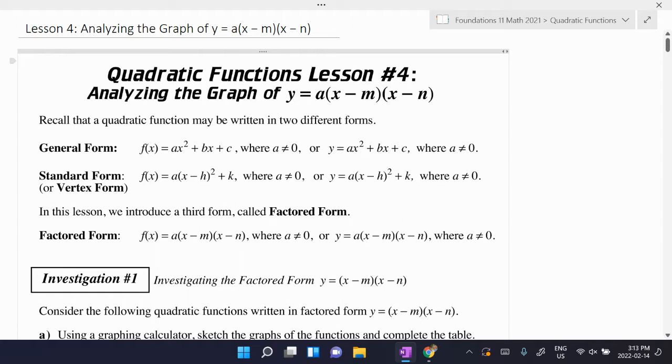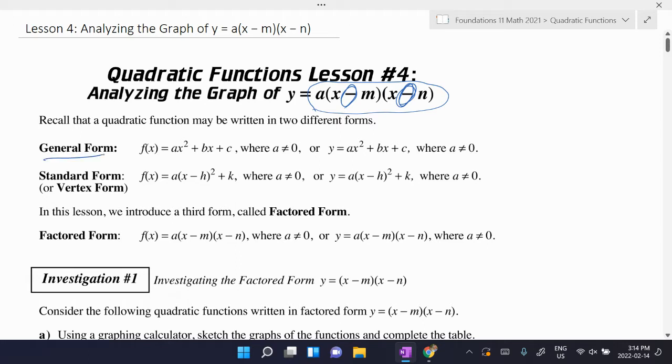All right, and welcome to another lesson in math, quadratic functions. So this time we're going to be looking at the graph of y equals a times (x minus m) times (x minus n). Now, same thing here as before. Notice that these are negatives, okay?